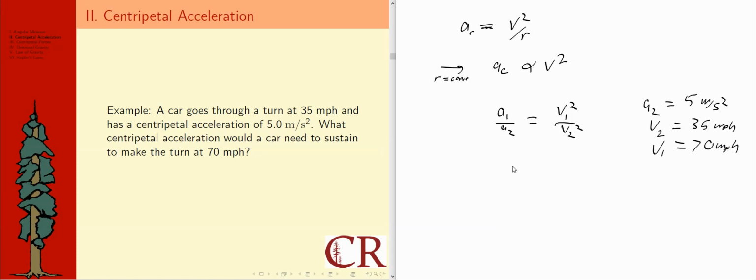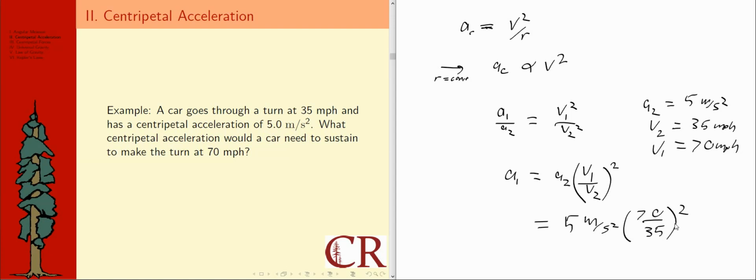Okay. And if I simply multiply both sides by A2, I wind up with this. And maybe I can even simplify this by distributing the square over the whole fraction. In terms of numbers, it's 5 meters per second squared times 70 over 35, squared. But 70 over 35 is just 2. 2 squared is 4. 4 times 5 is 20 meters per second squared.